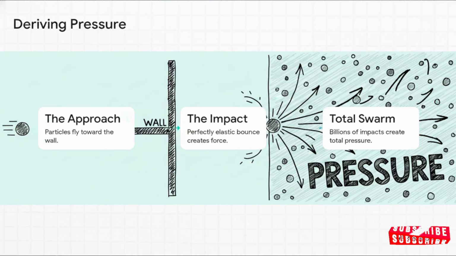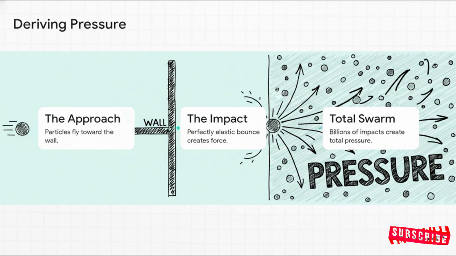Step 1 is the approach. A tiny gas particle flies toward a wall. Step 2 is the impact. It smashes into that wall and bounces off perfectly elastically, creating this tiny, microscopic, practically unnoticeable force. But step 3 is where the real magic happens, the aggregate swarm. When you have billions and trillions of these tiny impacts happening every single fraction of a second across every square inch of a surface, all those tiny microscopic slaps add up into one giant, continuous aggregate force.